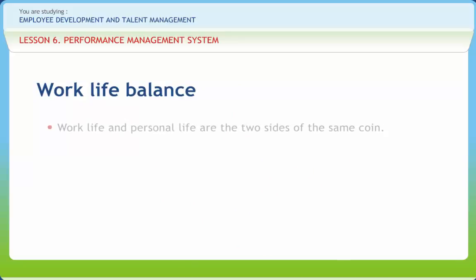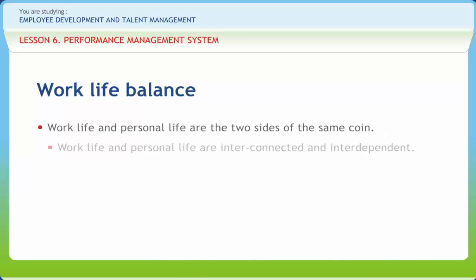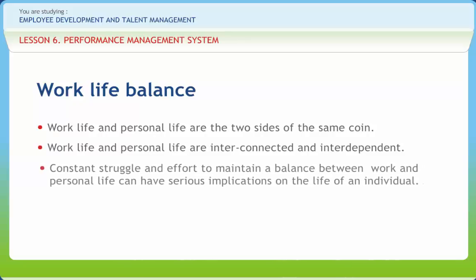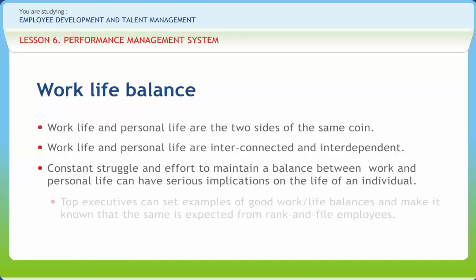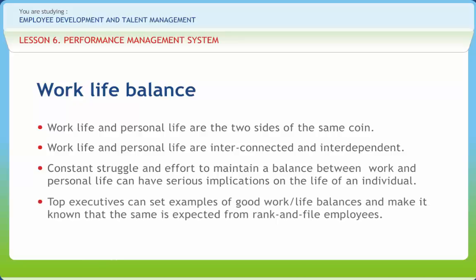Work life and personal life are the two sides of the same coin. Work life and personal life are interconnected and interdependent. Constant struggle and effort to maintain a balance between work and personal life can have serious implications on the life of an individual. Top executives can set examples of good work-life balance and make it known that the same is expected from rank and file employees.